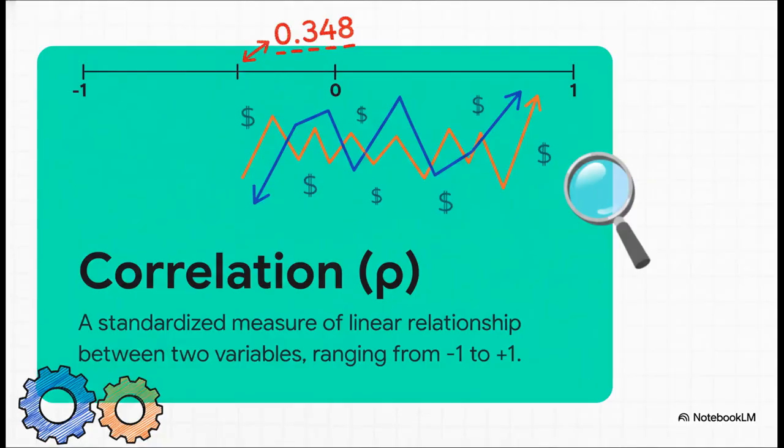And this number is just beautiful because it always lives on a scale from -1 to +1. -1 means they move in perfect opposition. +1 means they move in perfect lockstep. Our value of positive 0.348 tells us there's a moderate positive relationship. They tend to move together, but they're not perfectly in sync.